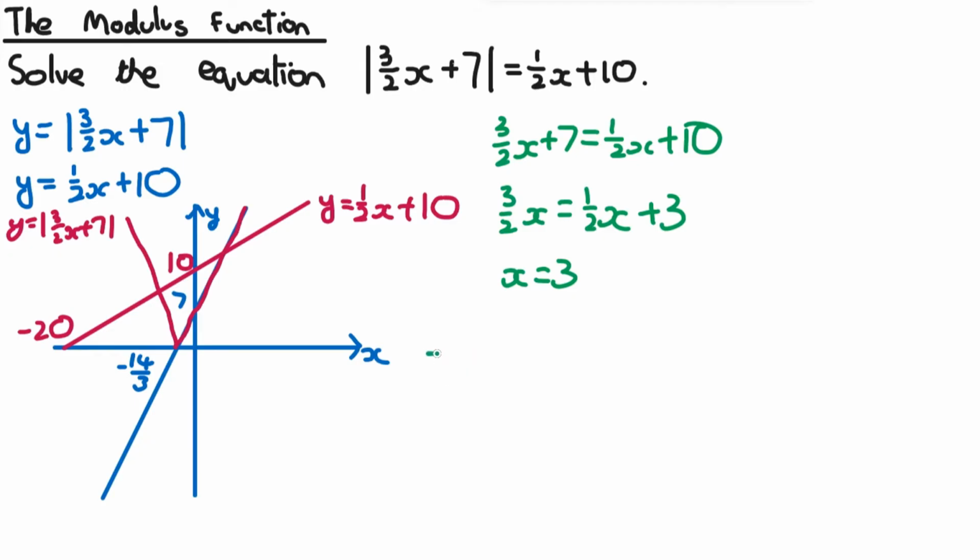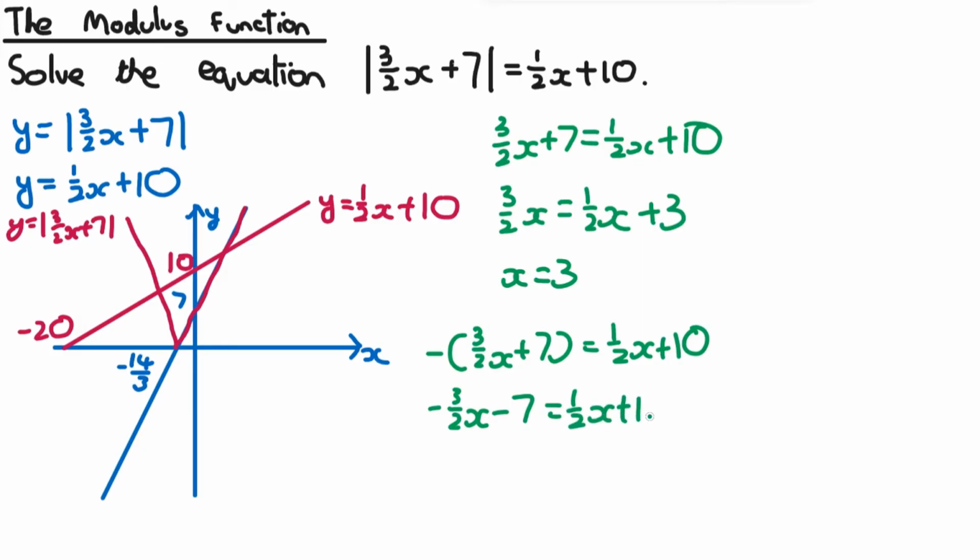So this is when it's minus 3 over 2x plus 7 is equal to a half x plus 10. Expand the brackets to get minus 3 over 2x minus 7, sorry, is equal to half x plus 10, and then move the minus 7 onto the other side to get minus 3 over 2x is equal to a half x plus 17, and then move the half x onto the other side to get minus 2x is equal to 17, so therefore x is equal to minus 17 over 2.